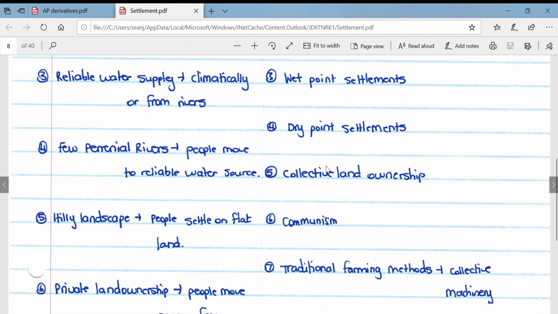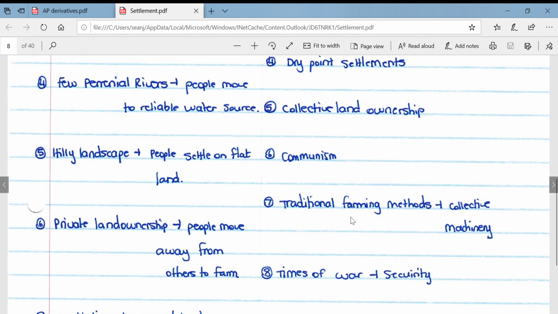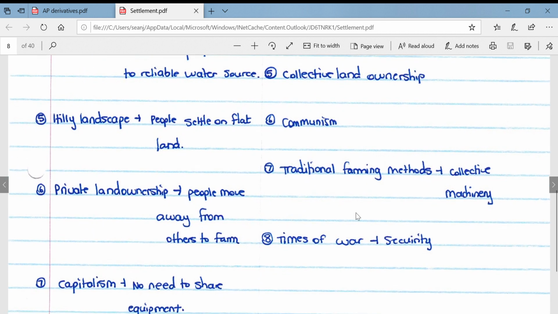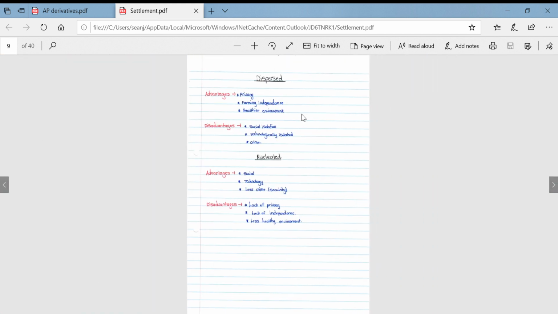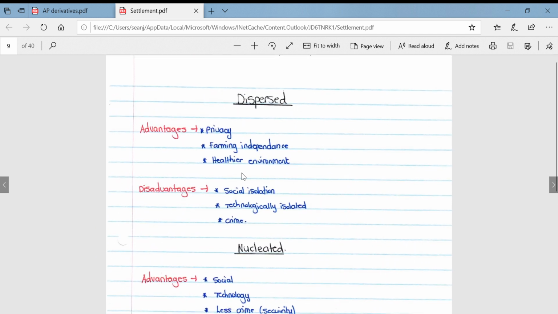Collective land ownership, which ties in with this thing of communism. Some farmers might get together and share costs and as a result take portions of the profit. Traditional farming methods call on the use of collective machinery, so they may co-own machinery, and in times of war, for security reasons.